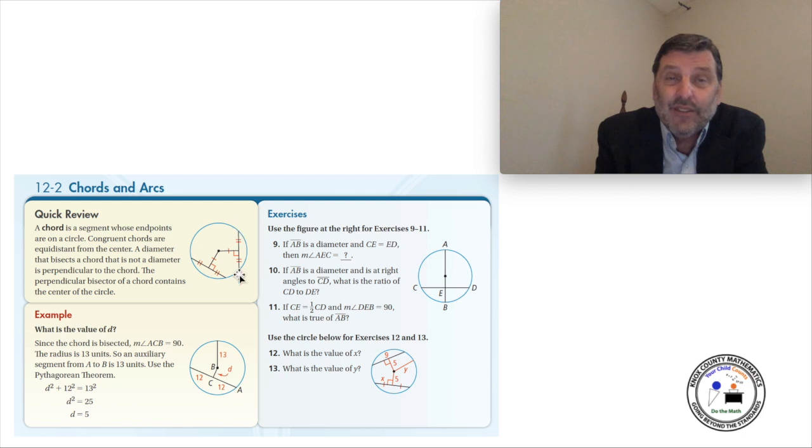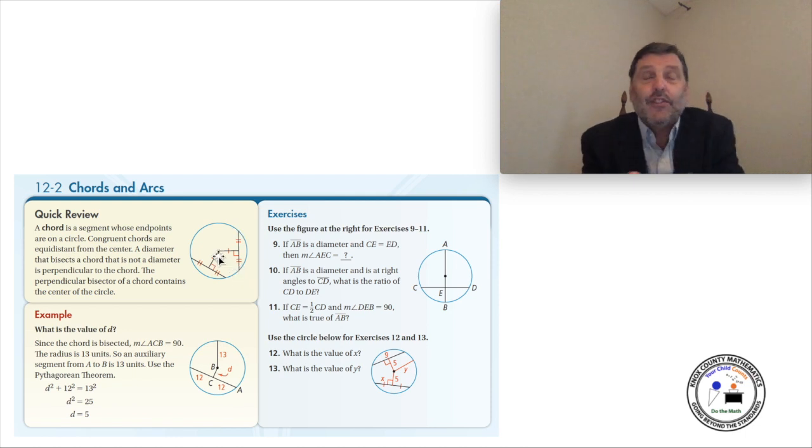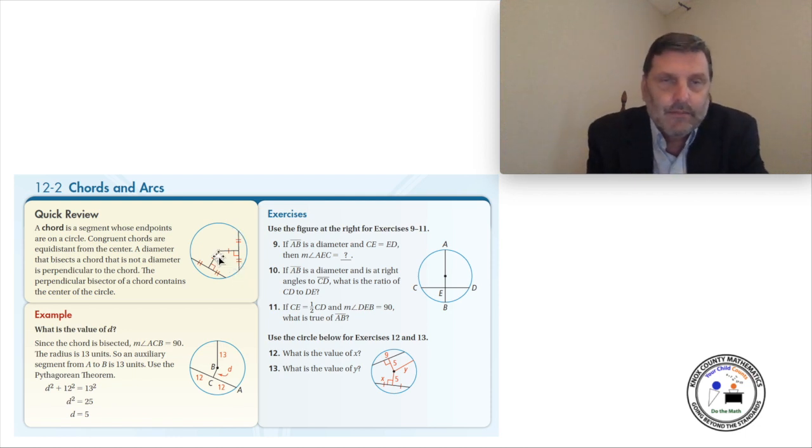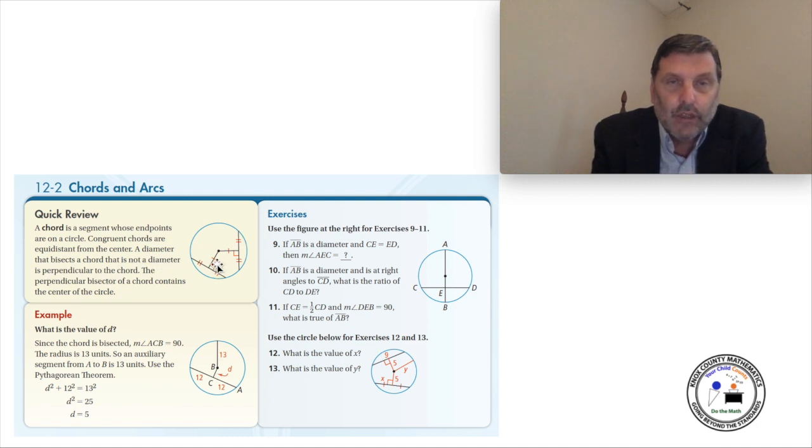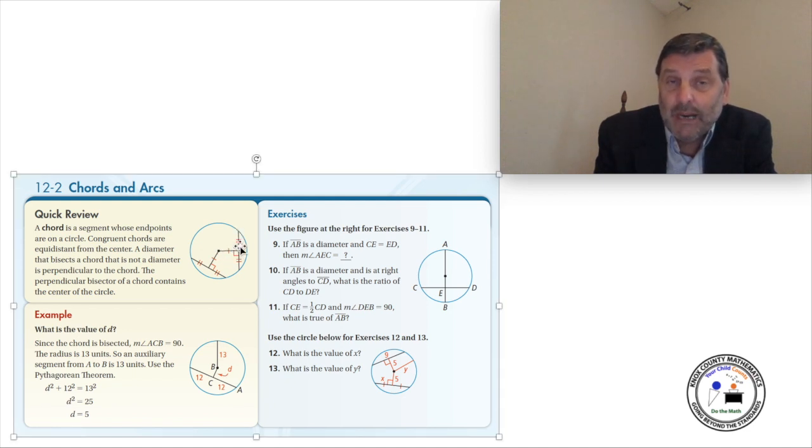Congruent chords are equally distant from the center. So if I tell you these two chords are congruent, they must be the same distance from the center. A diameter that bisects a chord that is not a diameter is perpendicular to the chord. In other words, once I draw a diameter or a radius perpendicular to that chord, it bisects it. Well, that's a segment bisector.